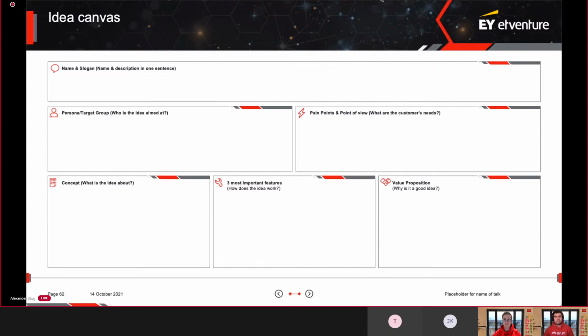What is the concept idea on the left downside here? So what is the idea about? Maybe give a brief sentence about what the idea is about. And there are the 3 most important features. How does the idea work? Like we have seen before, maybe functionalities like a VR experience which he can use, or maybe a chatbot which he can communicate with.